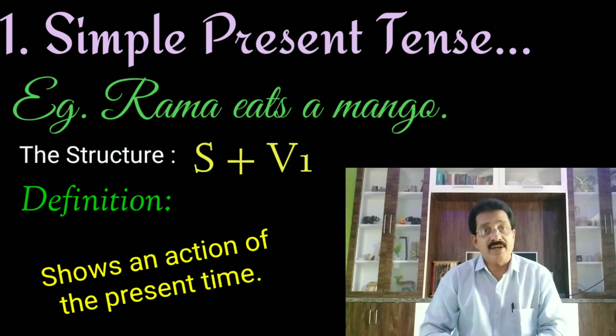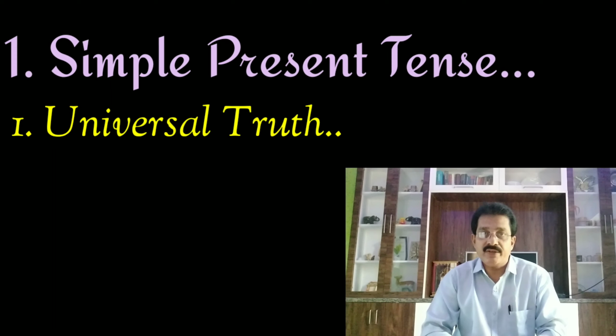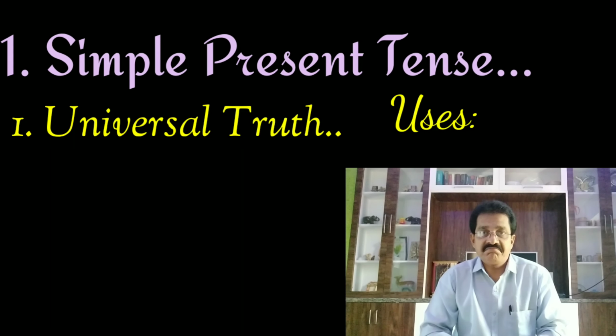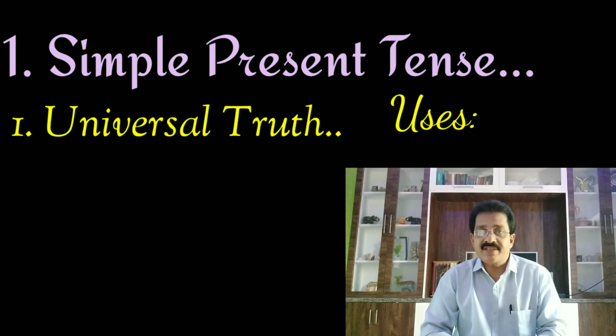I suppose you have a doubt about what universal truth could be. Universal truth is something that happens in a way that cannot be changed. It's called universal truth. Let me give an example. The sun rises in the east. It is the universal example that they give, because it cannot be changed. So whenever we talk about universal truth, only simple present tense should be used.